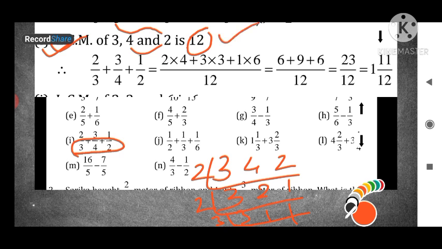Now what you will do? 2 upon 3 plus 3 upon 4 plus 1 upon 2 is equal to, now first you will write 2. 2 will multiply with what? With LCM 12. What is LCM? LCM is 12. Now this 3 you will divide with 12. Okay, this 3 you will divide with 12 and you will multiply with 2.